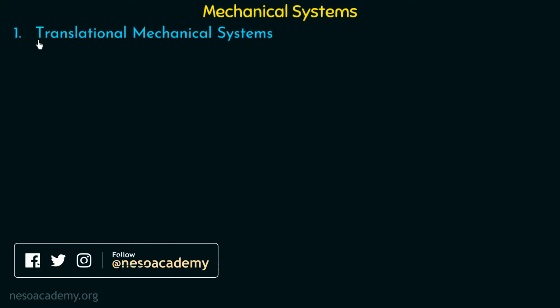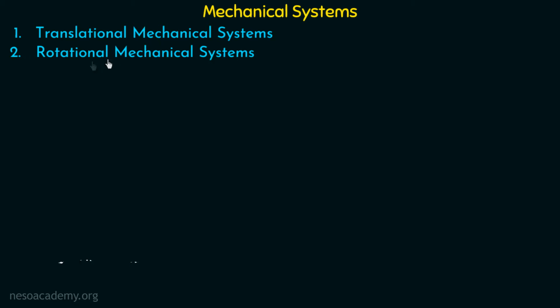Since motion is involved in case of mechanical systems, based on the type of motion, we can divide the mechanical systems into two different categories. The first one is the translational mechanical systems, in which the motion is translational motion, that is the motion in a straight line. And the second one is the rotational mechanical systems, in which the motion is rotational. We'll be discussing these two types of mechanical systems in great detail in this topic. So let's start with the translational mechanical systems.